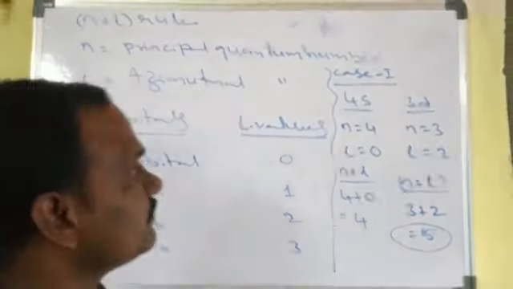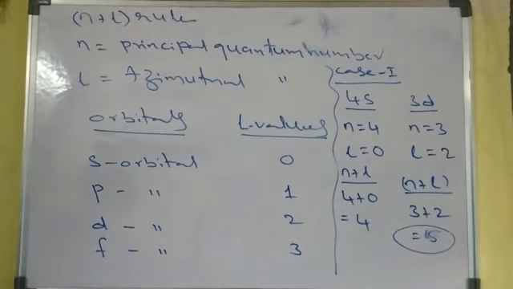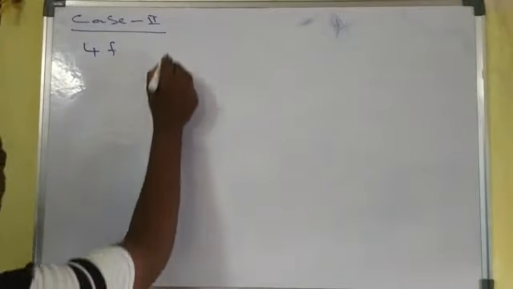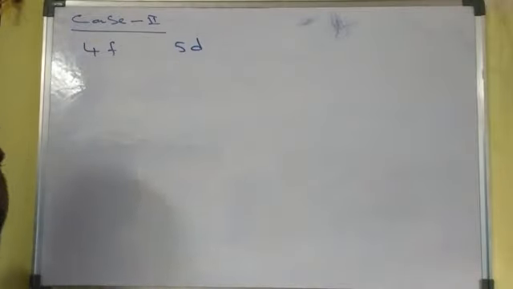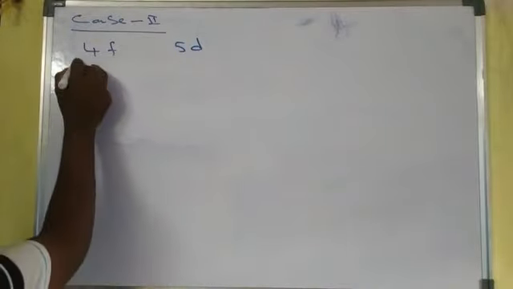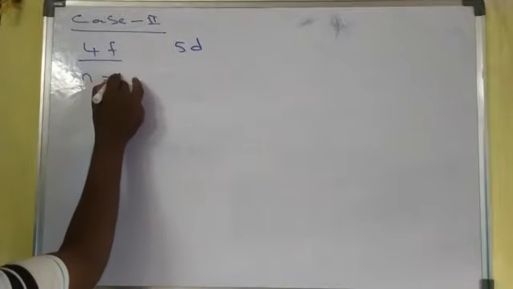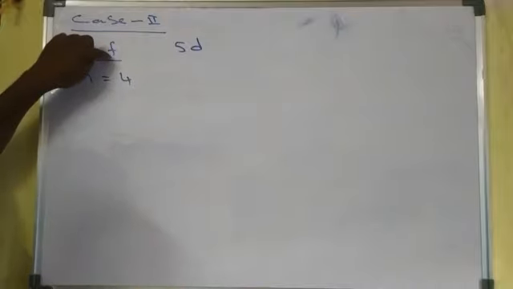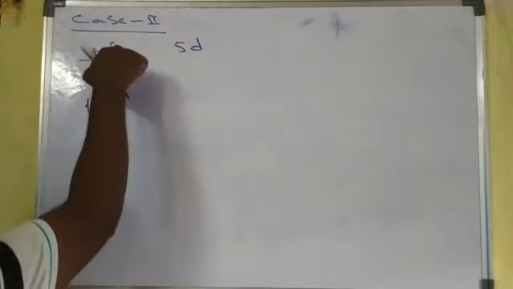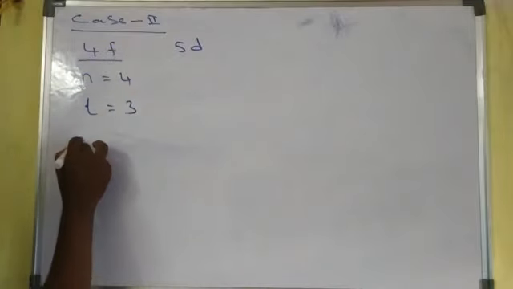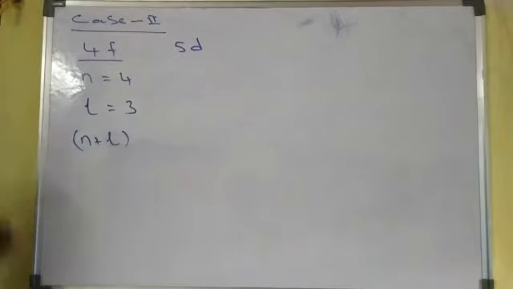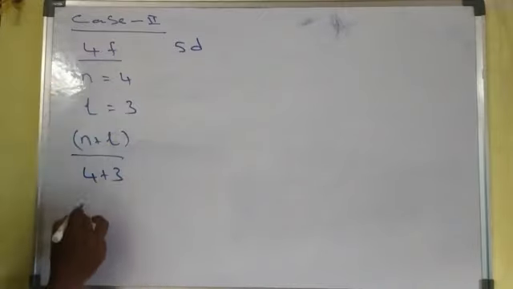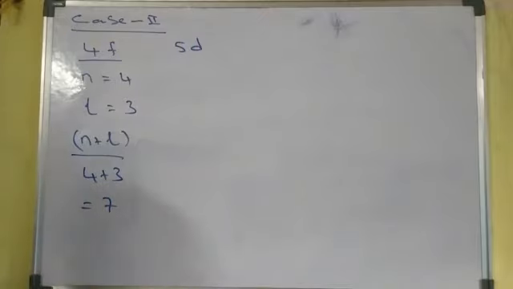Like that, case 2 is there. For example, 4f and 5d orbitals you may take. For 4f orbital, n value is 4. For f orbital, l value is 3. n is equal to 4, l is equal to 3. 4 plus 3 value is 7.